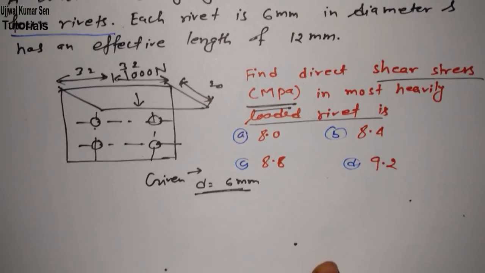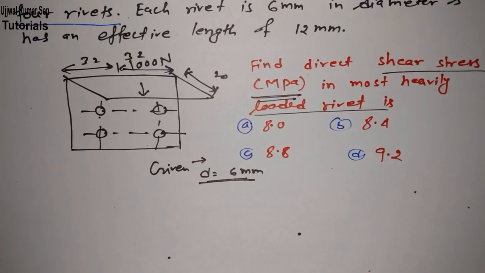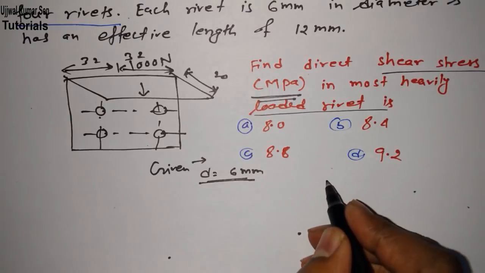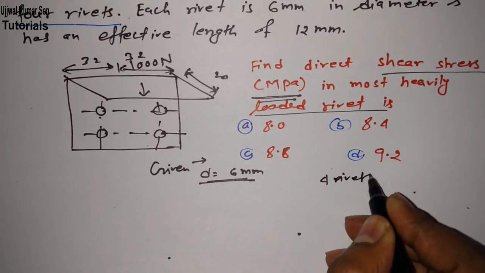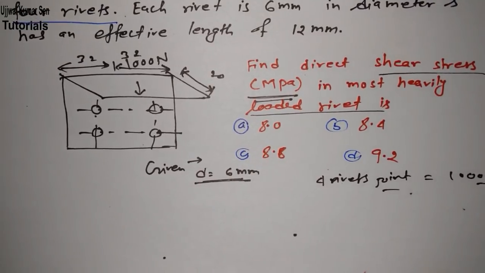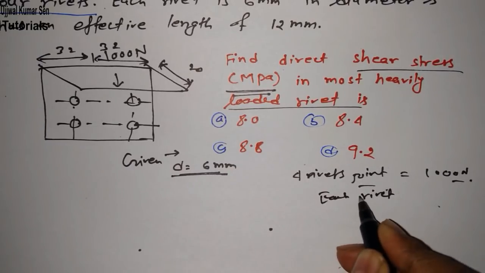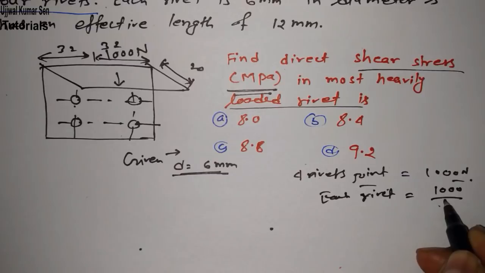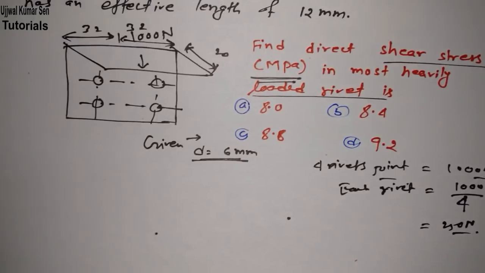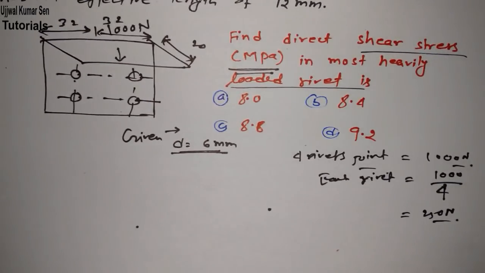Because the total load acting on this wall is 1000 Newton, and we have a four-rivet joint, the total load bearing is 1000 Newton. So each rivet joint's loading capacity would be 1000 divided by 4, which is equal to 250 Newton. Now, we got 250 Newton.